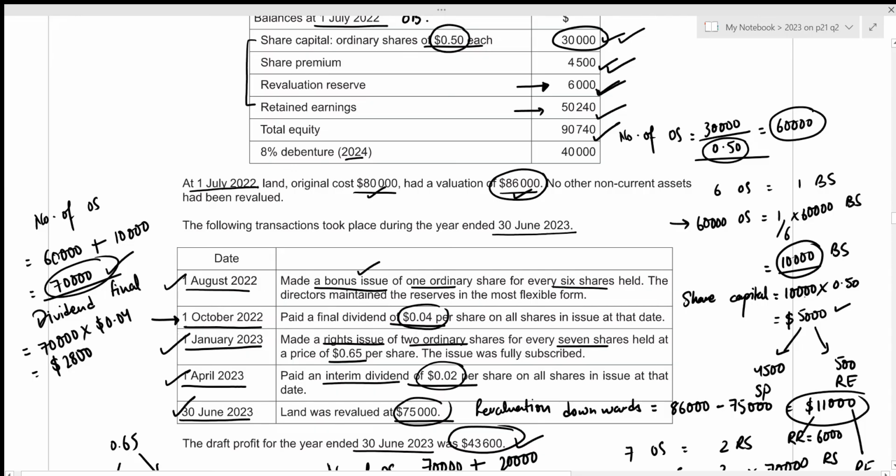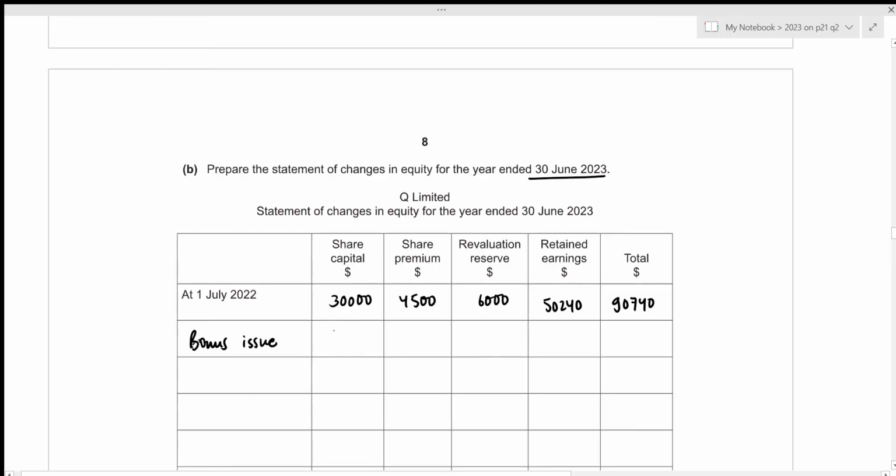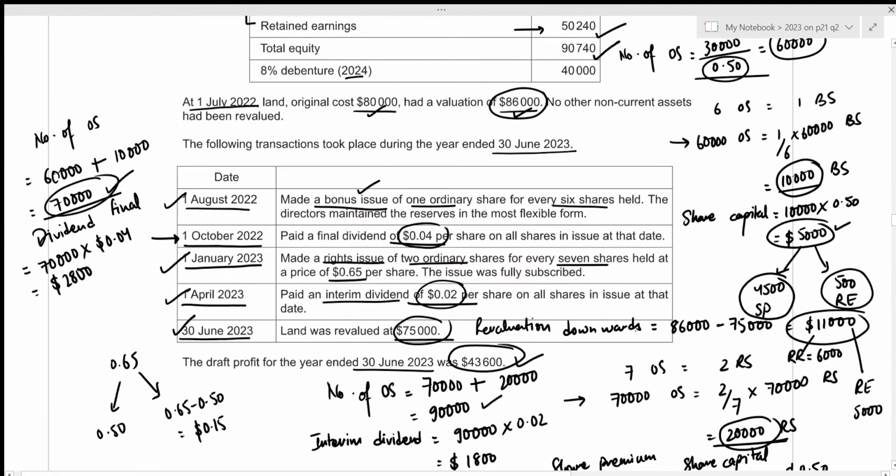For this bonus issue, we have to include 5,000 within our share capital. We need to subtract 4,500 from share premium and 500 from our retained earnings. Let's do that. So 5,000 will be added to the share capital. Only 4,500 will be subtracted from share premium since we cannot have a negative reserve. Then the remaining 500 should be subtracted from the retained earnings. And always remember that the total of the bonus issue will be 0. That's all for the first transaction.